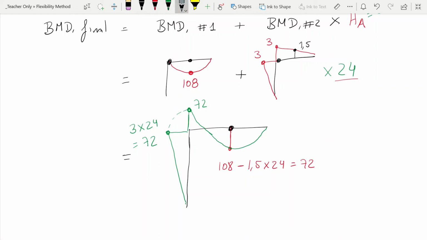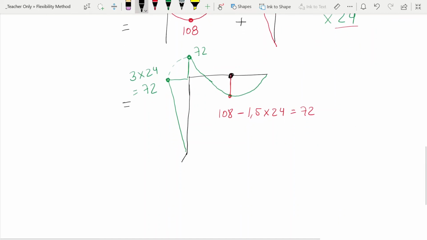But if you want to think about mathematics, this is a quadratic function, this is a linear function, so that at the end, when you add them up, you're going to get a quadratic. And this is it. This is the final answer for your structure.